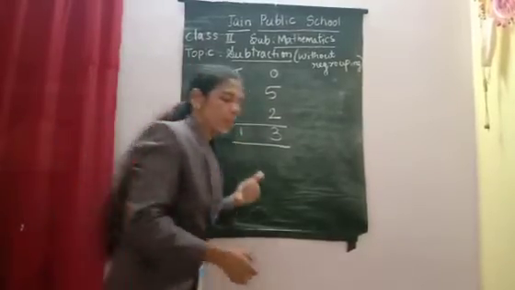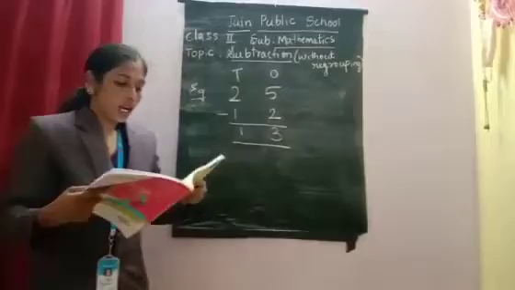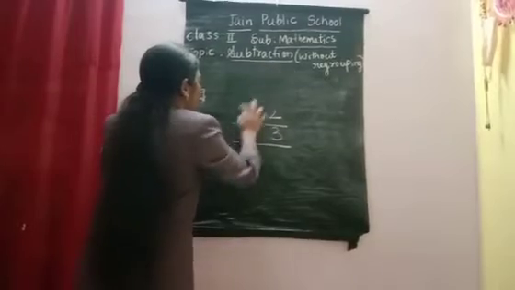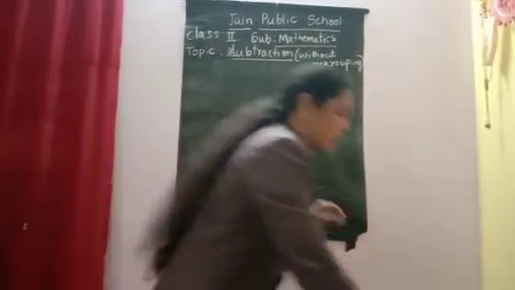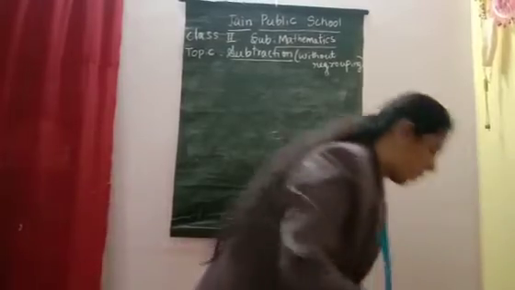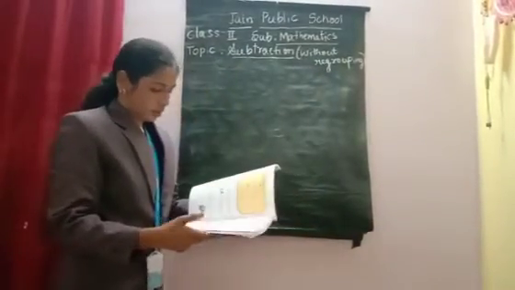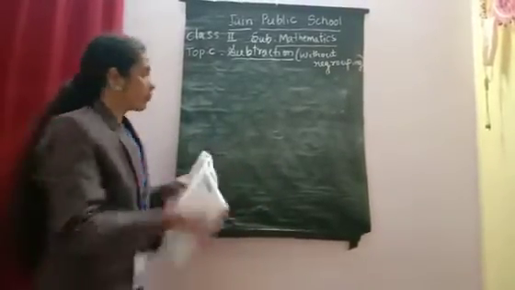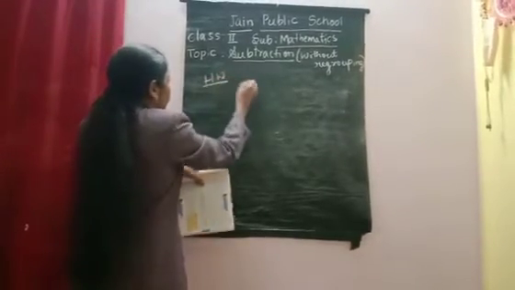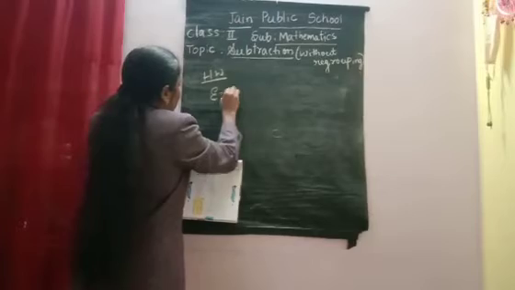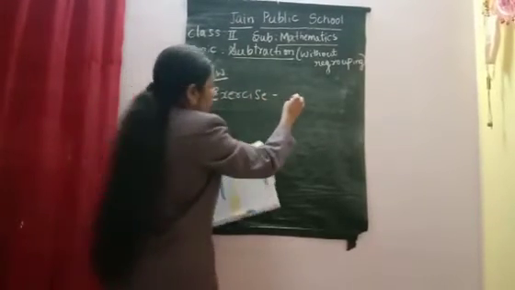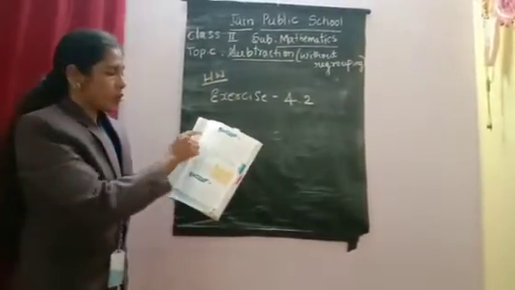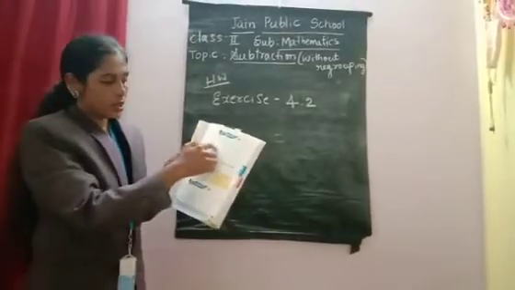Like this you have to solve the sums. Now, I'll give some homework for you to solve. It is there in your textbook already. In the textbook itself you have to solve. Subtraction, page number 113. This is your homework. Exercise 4.2. Page number 113 is there, no? So first sum, 10 minus 10 will be 0, like that you have to solve this one.